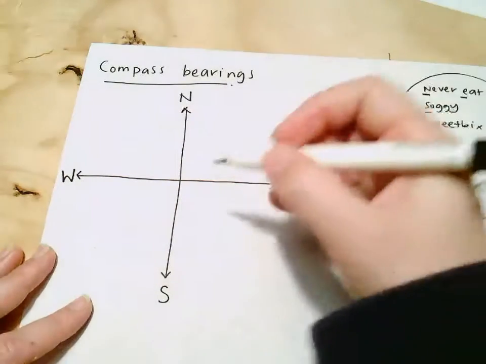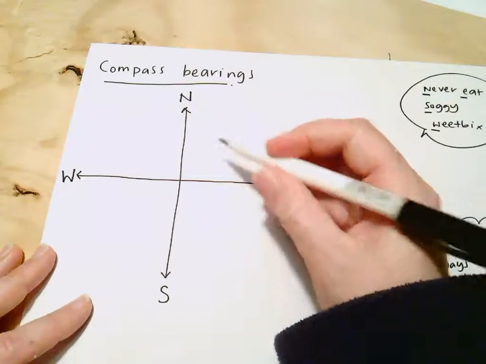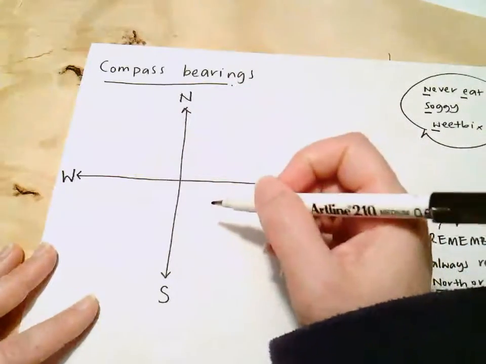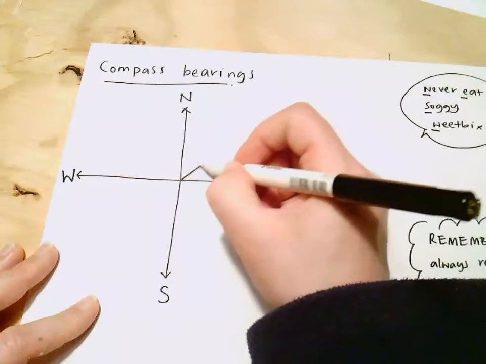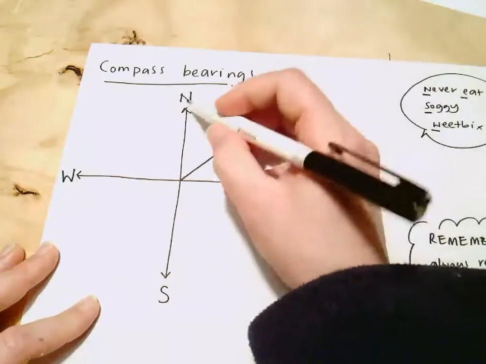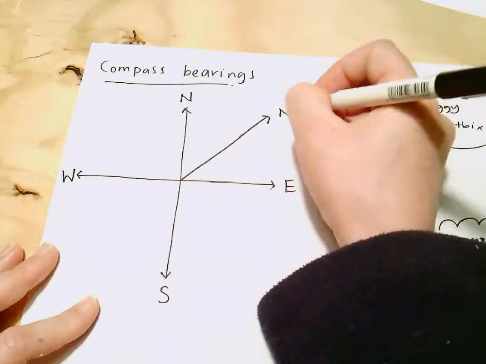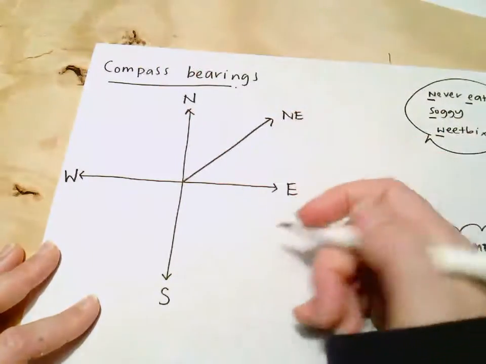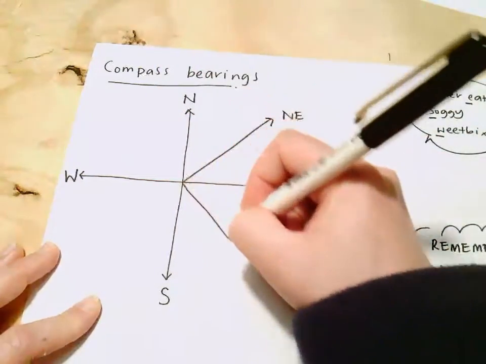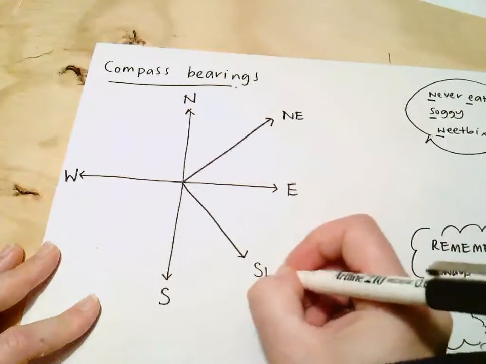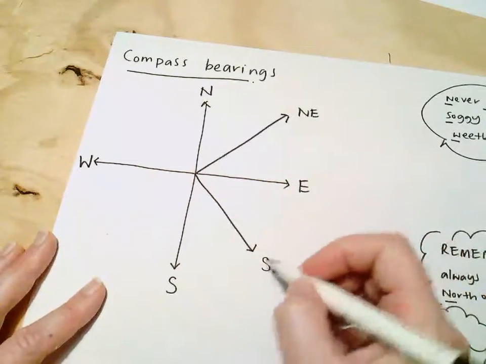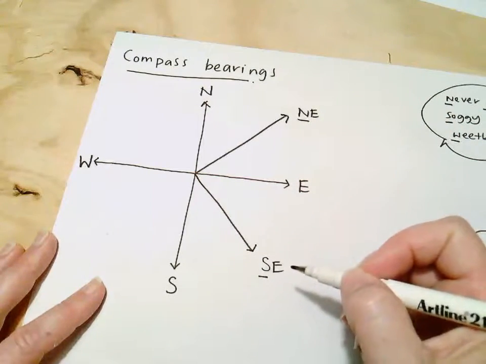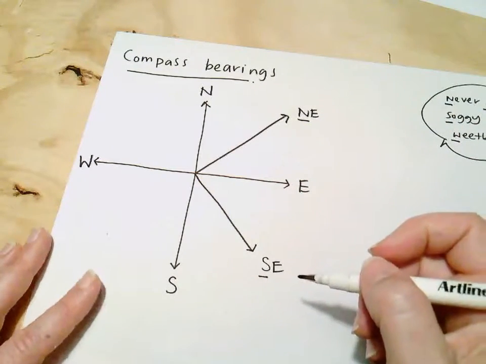From here we can also talk about the midpoints between north and east, south and east, south and west, and north and west. So we can talk about that this direction here would be northeast because it's pointing halfway in between north and east. This one here would be southeast. Notice that I always put the S or the N first, and that's going to be an important feature when we do these compass bearings.